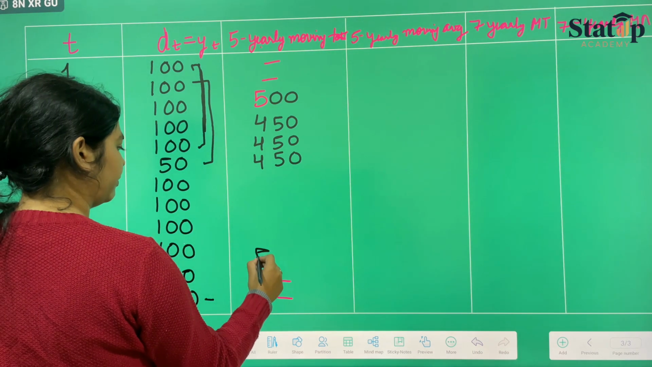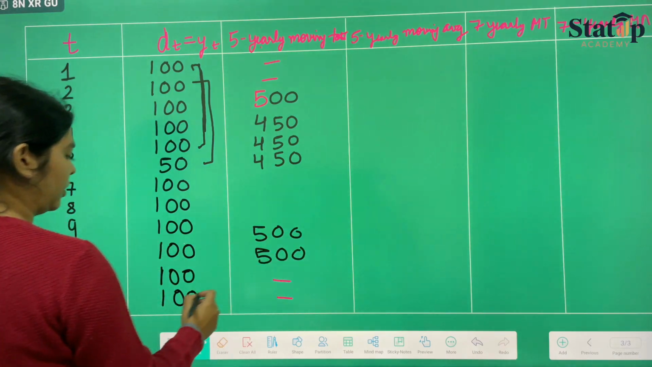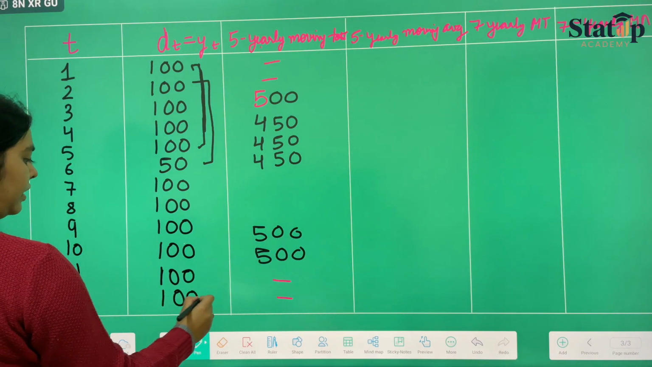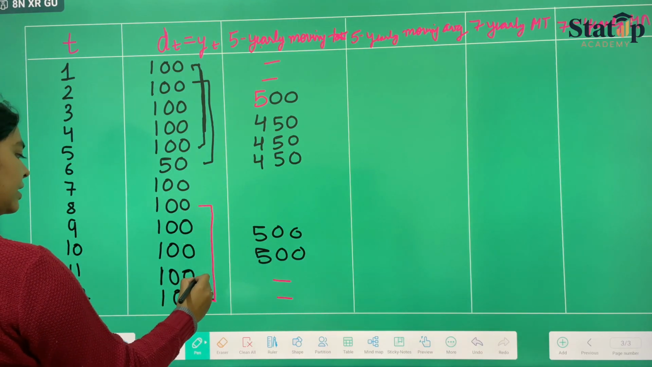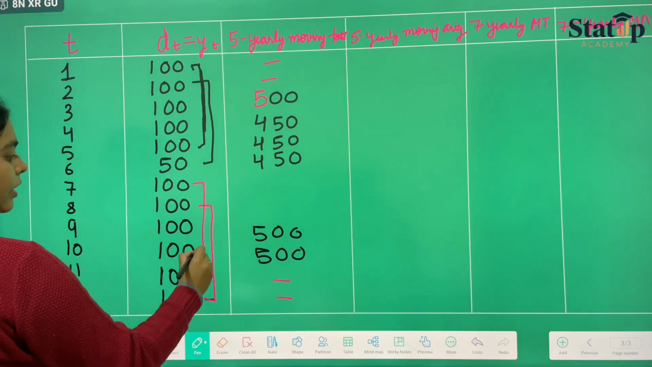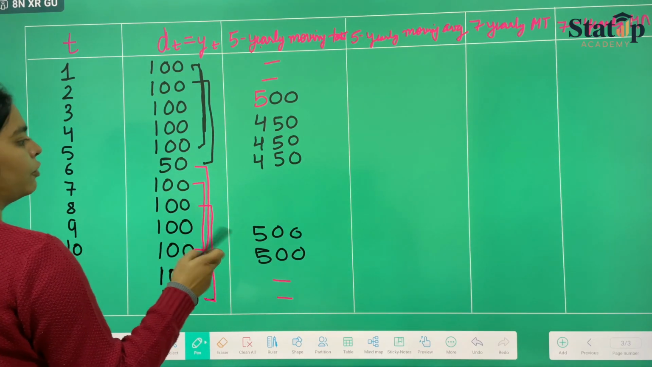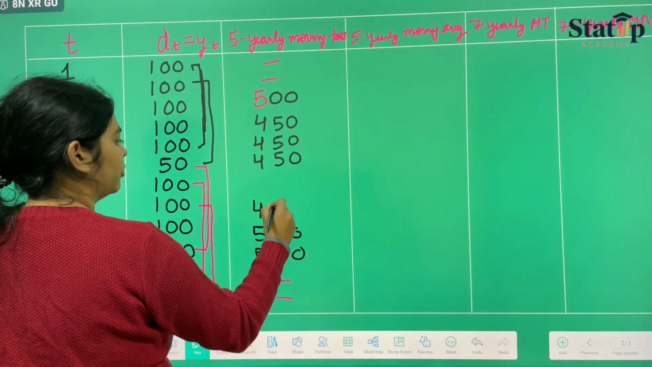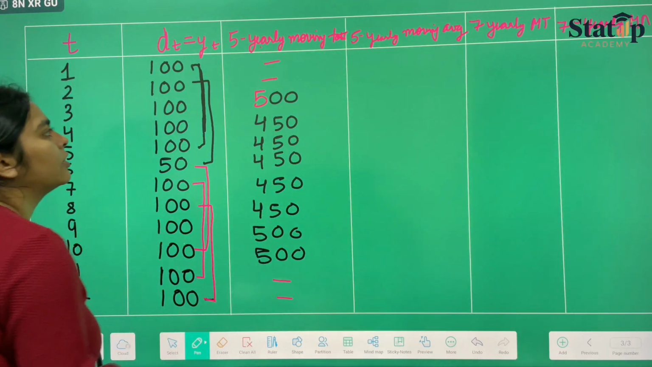Here it will be 500, here also it will be 500, because we are considering 1 2 3 4 5. Then we'll consider these 1 2 3 4 5, then all these are 500, 500. From here if we consider, then this is 450. So again we'll write 450 and 450. So these are our 5 yearly totals.